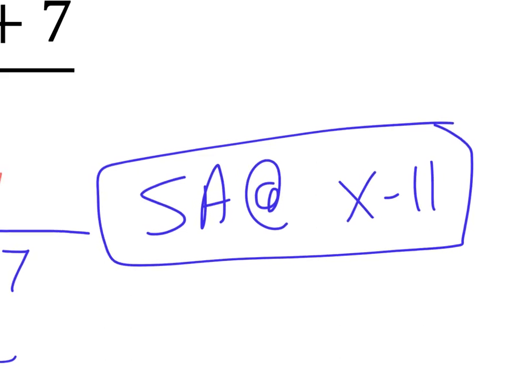What's the number in front of x? 11. The number in front of x. 1. So the slope is 1, and where does it cross the y-axis? Sorry. Negative 11.